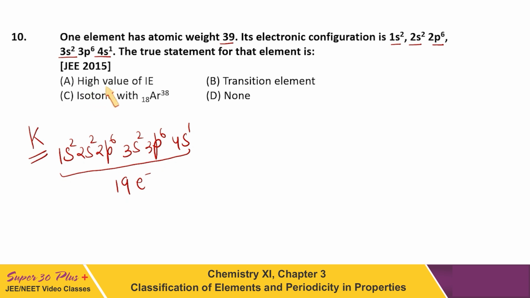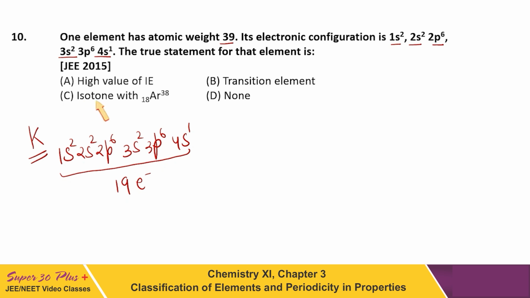Now, high value of IP? No. For alkali metals the value of IP is less. It is a transition element? No. Potassium is not a transition element. Potassium is an s-block member and it is an alkali metal. It is not a transition element. Transition elements belong to the d-block.